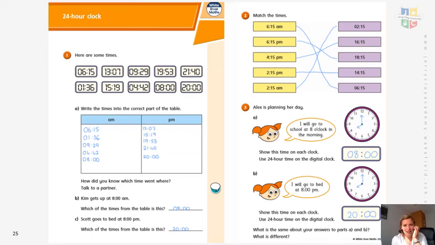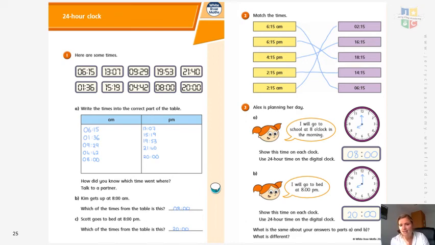Okay, for number 3, Alex is planning her day. She says that I will go to school at 8 o'clock in the morning. Show this time on each clock, and use the 24-hour time on the digital. So you needed to draw your minute hand pointing to the 12 to show o'clock, and the hour hand pointing to the 8 to show that it is 8 o'clock. If it is 8 o'clock in the morning, remember these minutes will be 00 and the hour will be 08.